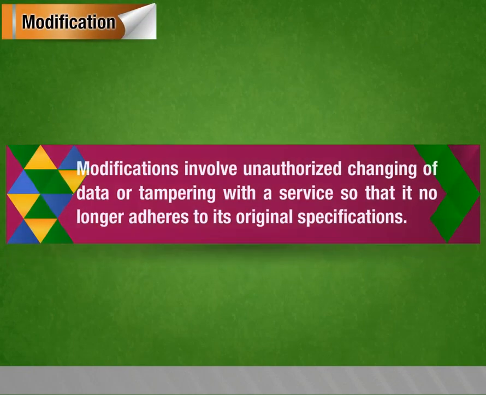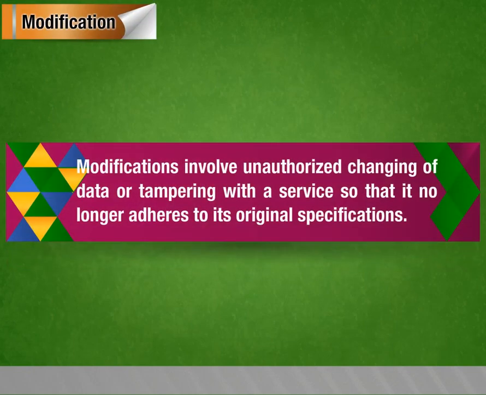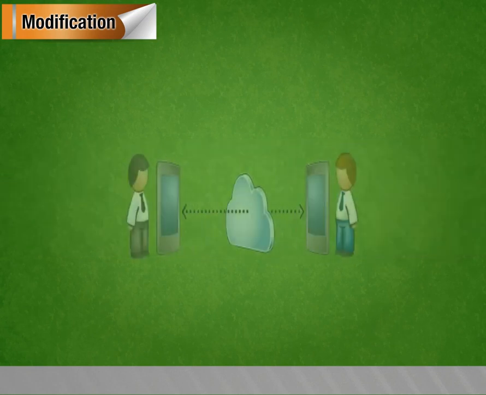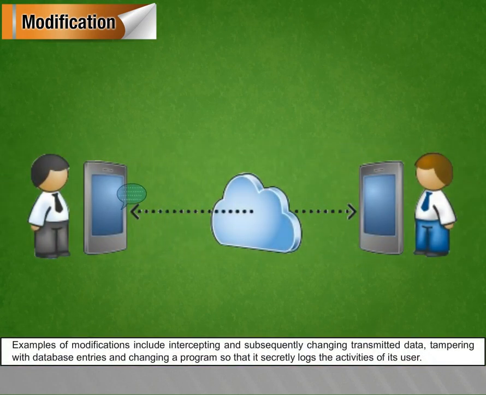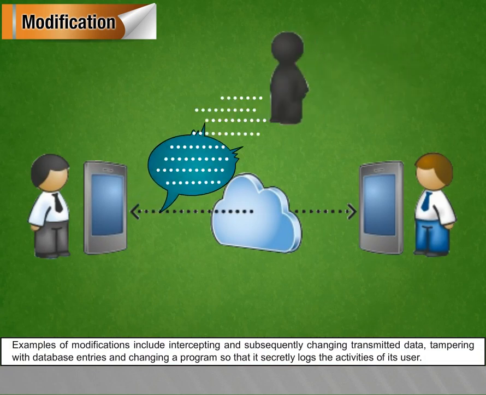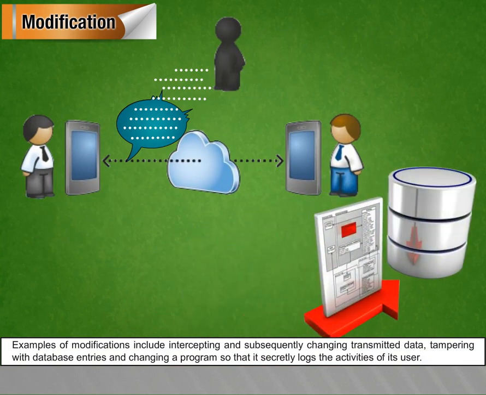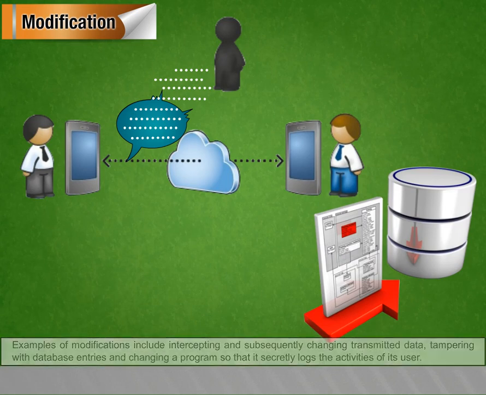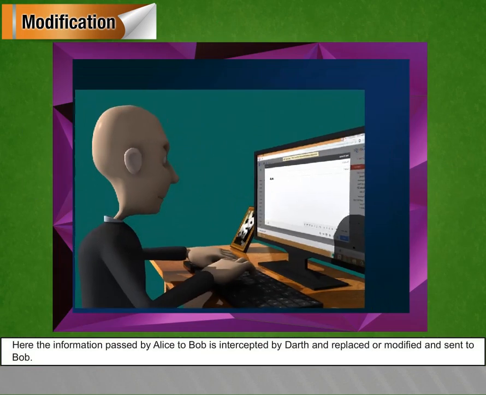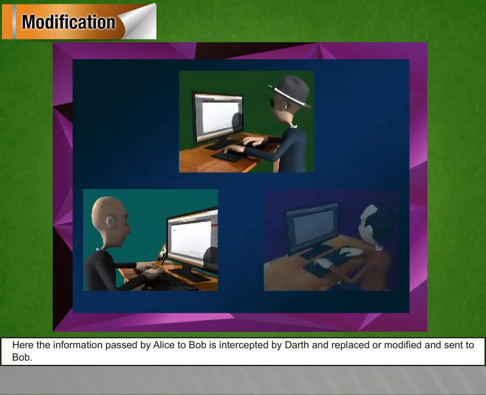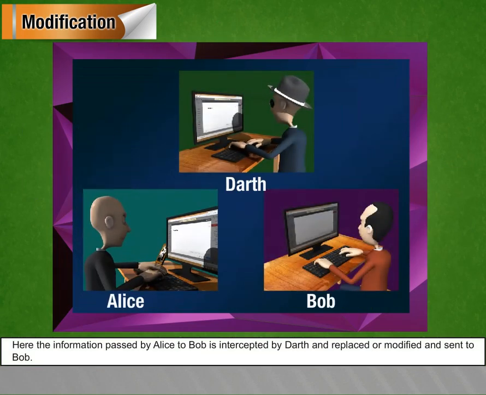Modification. Modifications involve unauthorized changing of data or tampering with a service so that it no longer adheres to its original specifications. Examples of modifications include intercepting and subsequently changing transmitted data, tampering with database entries, and changing a program so that it secretly logs the activities of its users. Here, the information passed by Alice to Bob is intercepted by Dot, replaced or modified, and sent to Bob.